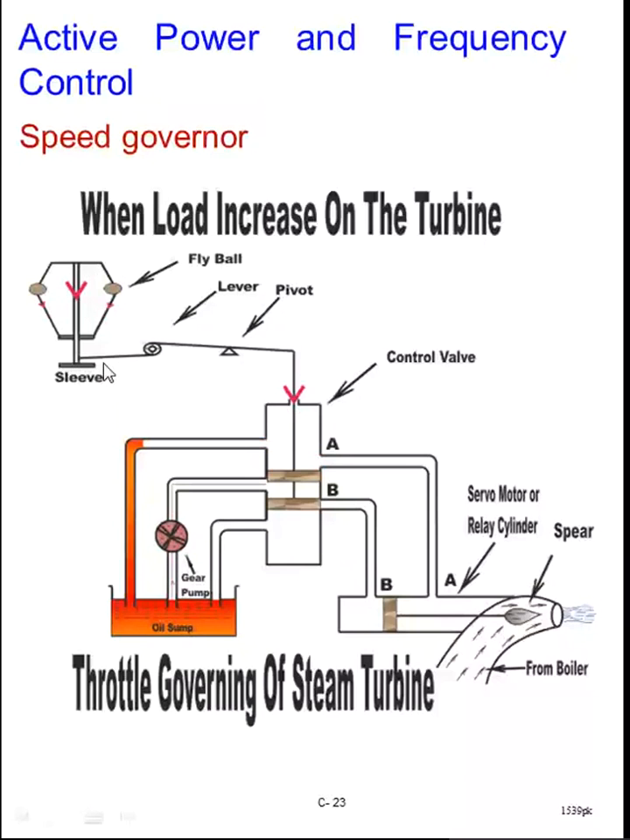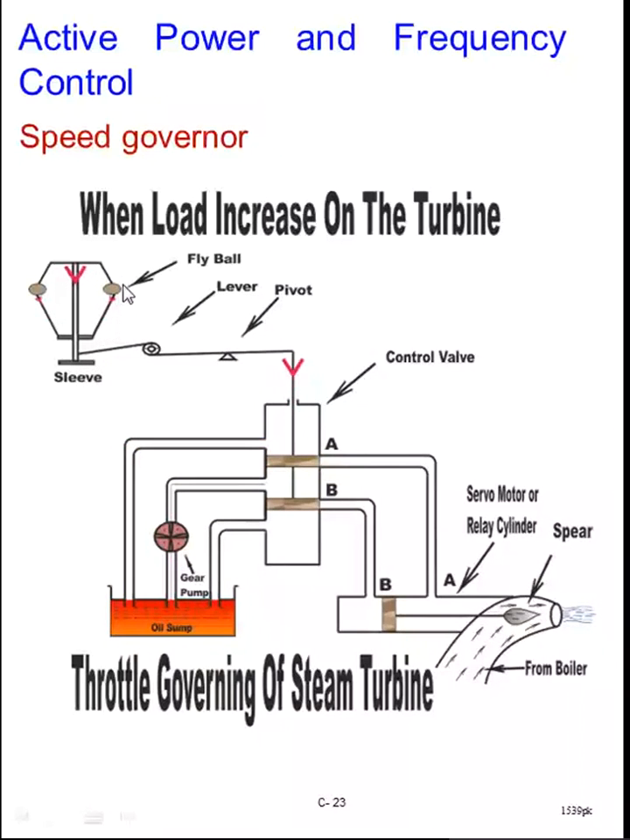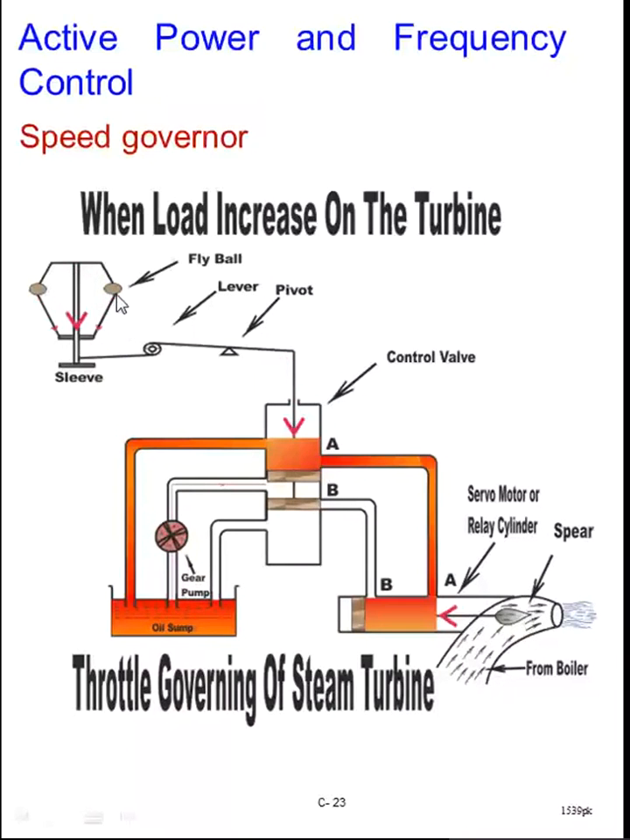Because of the drop in the frequency, and thus the speed of the shaft, the fly balls will move inward. This is by the action of centrifugal force. Because of the drop in speed, the fly balls will fly inward, and as a result, this lever moves down.